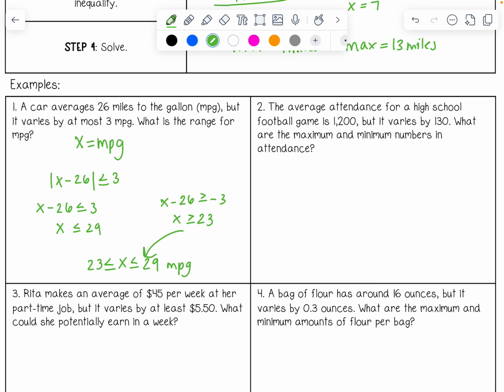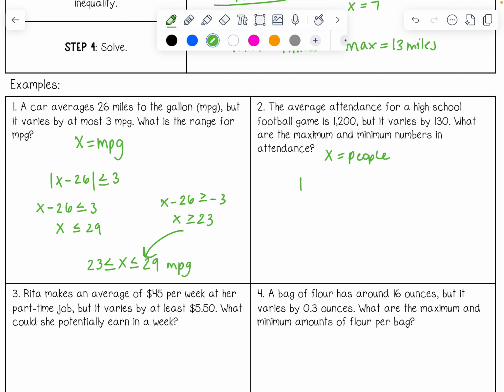The average attendance for a high school football game is 1,200, but it varies by 130. What are the maximum and minimum numbers in attendance? So this is going to be an equation because it's not saying at most or at least. And our variable here is attendance. So like how many people are attending? You could say people. So it's typically 1,200, but it varies by 130.